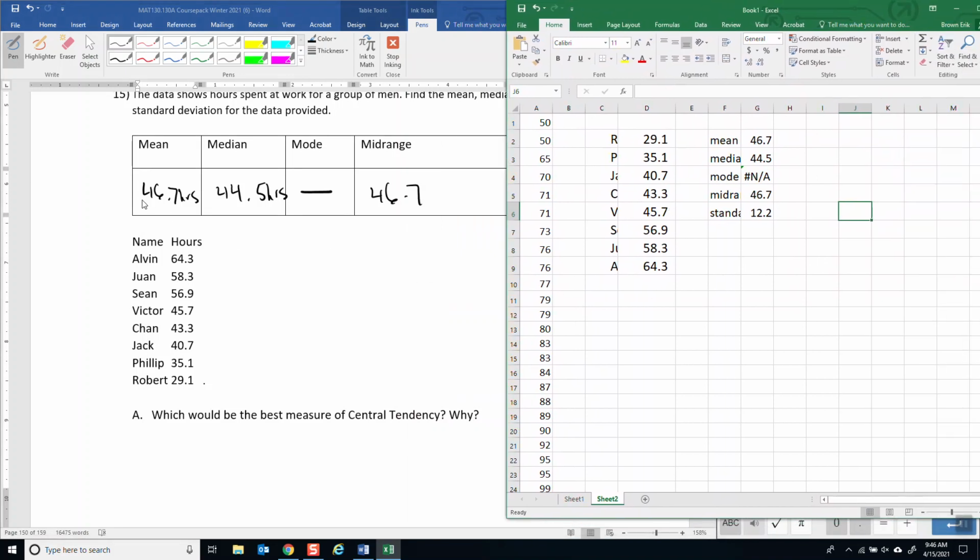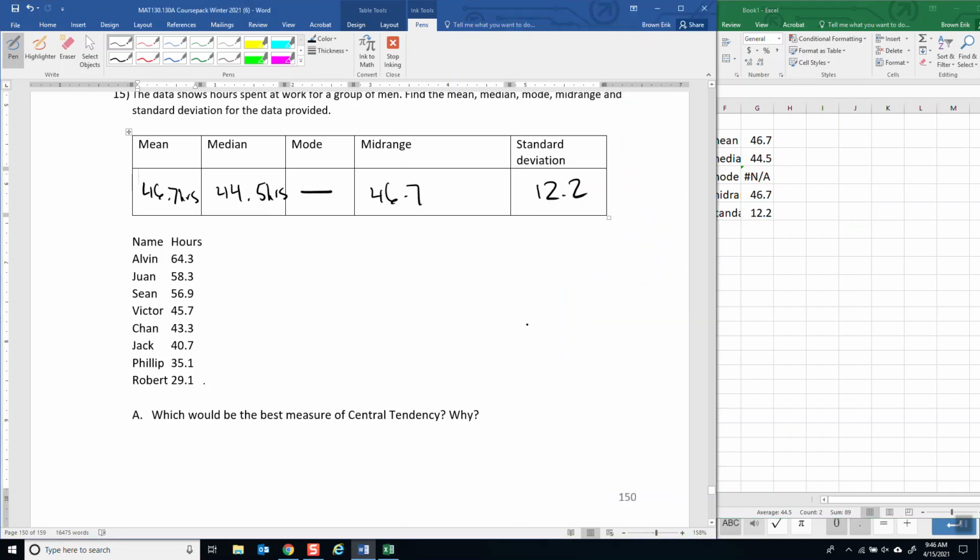Although if you look at the mean, it's higher than the median. By the way, the median was calculated by adding these two together and dividing by 2. So there might be outliers. I think I'm going to go with the median here, because 64.3 and 29.1 could be outliers.